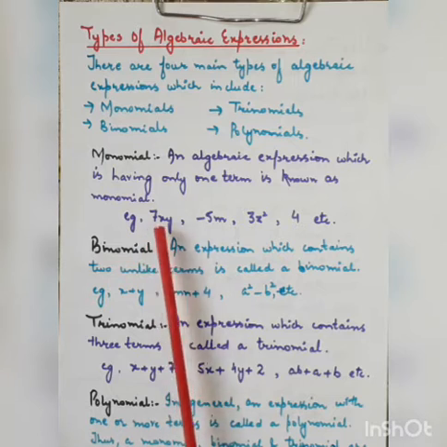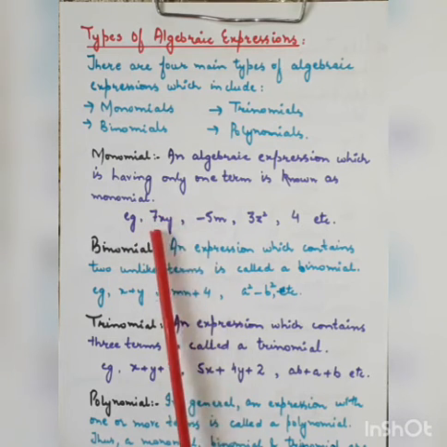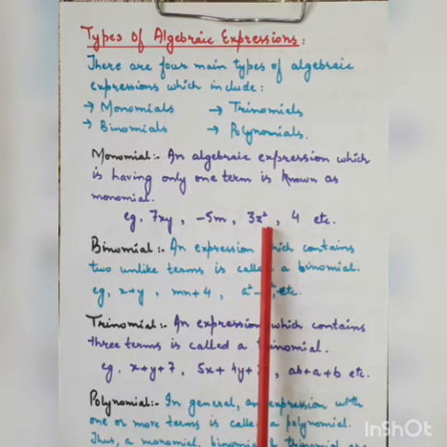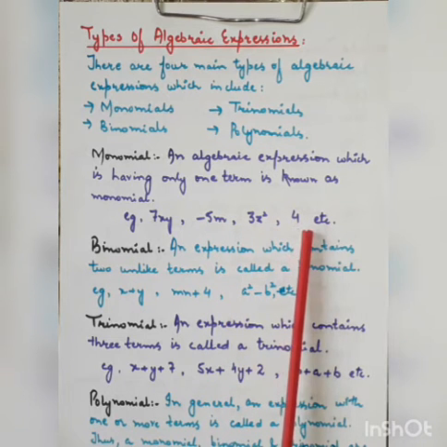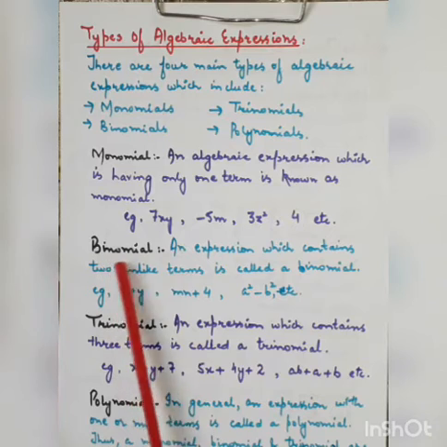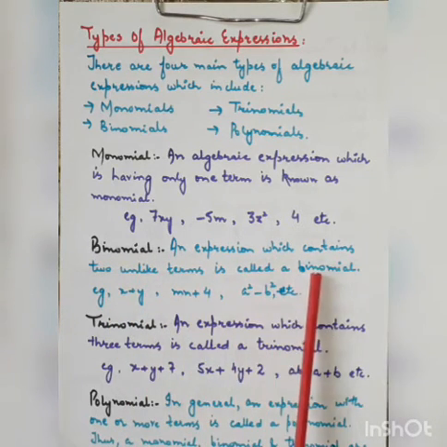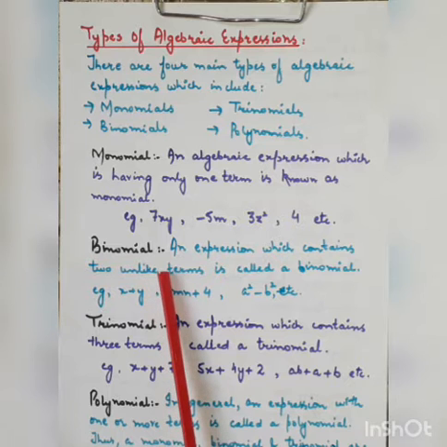For example, 7xy. This is one term, so this is a monomial. Similarly, minus 5m is a monomial. 3z square is a monomial. 4 is a monomial. Okay. Then next is binomial. An expression which contains two unlike terms is called a binomial. तो binomial हम ऐसी algebraic expression को कहते हैं जिसमें दो unlike terms हो.